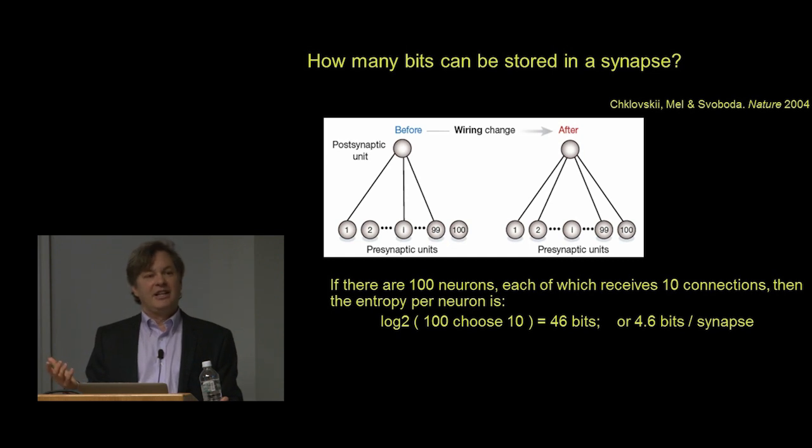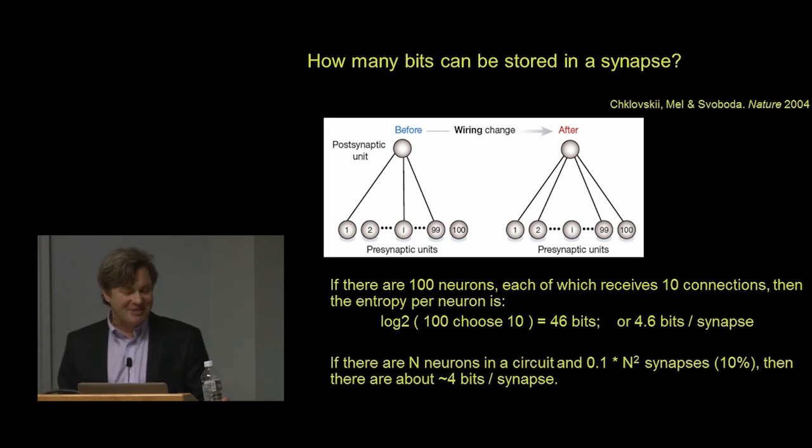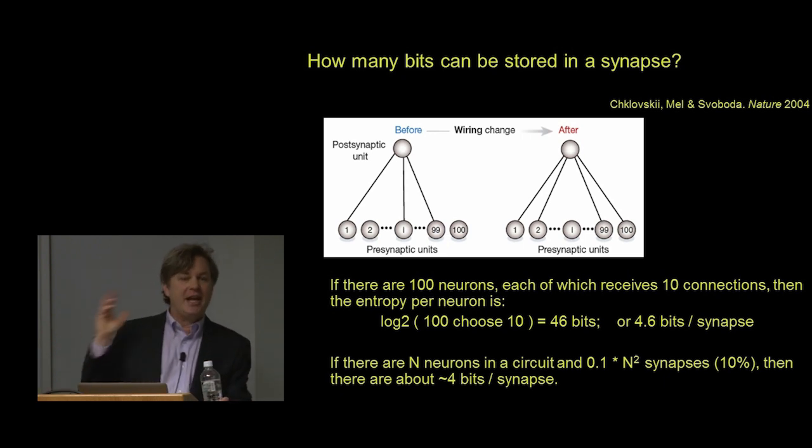So in this simplified case, there are 4.6 bits per synapse. So a synapse is more than a bit. In a sparsely connected network, it's about 4.5 bits. And that generalizes. They give very simple arguments, but one can give more complicated arguments for the general idea that if there are n neurons in a circuit and there's 10% connectivity, then there are about 4 bits per synapse. Okay?